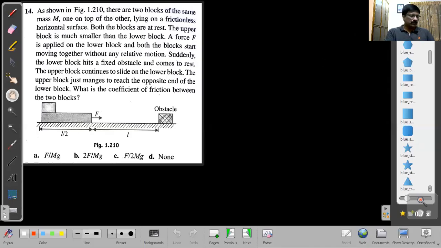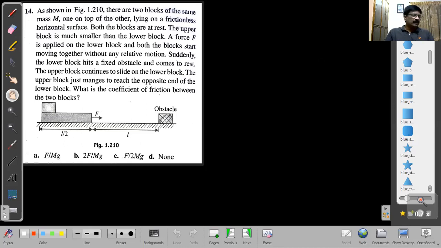Next problem, all of you see. As shown in the figure, there are two blocks of the same mass capital M, one on the top of the other, lying on a frictionless horizontal surface. Both the blocks are at rest. The upper block is much smaller than the lower block. That means the size of the upper block is very small compared with the lower block. Of course, the upper block can be treated as a point mass.